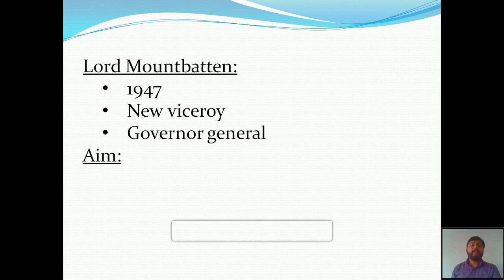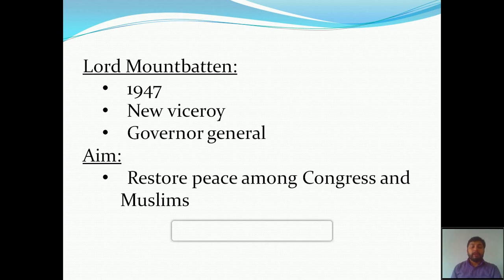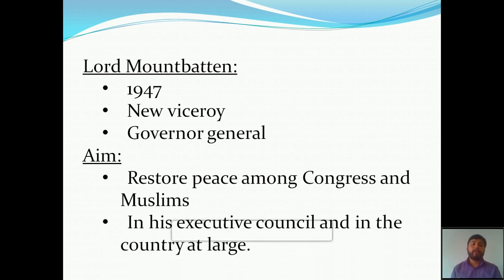There was an aim behind the appointment of Lord Mountbatten as the Viceroy. What was that? To restore peace between the Congress and the Muslims, because there were a number of conflicts between them. Solving all those problems was the primary aim of Lord Mountbatten, not only in his executive council, but in the country at large. That means not just in the administrative structure, but throughout the country. That was the main aim behind the appointment of Lord Mountbatten as the Governor General of India.